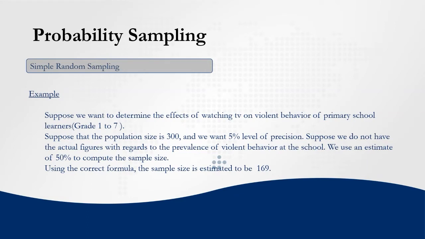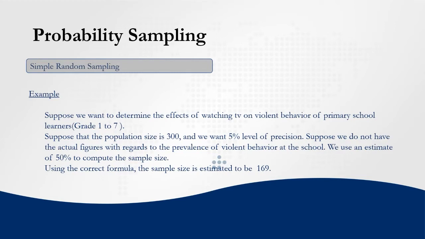So you do a study like that. Obviously, you will add other supporting variables, but primarily you want to look at their pattern in terms of what they watch on TV, how often, and whether it is related to the violent behavior that you are observing from your school. So suppose the population size is 300, meaning that the learners in the school, all of them together, number 300.